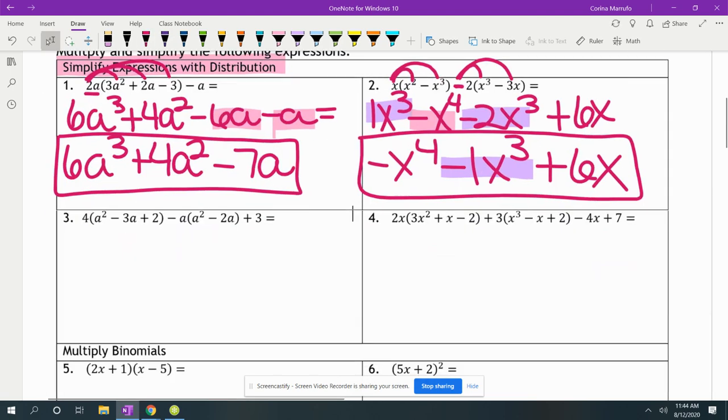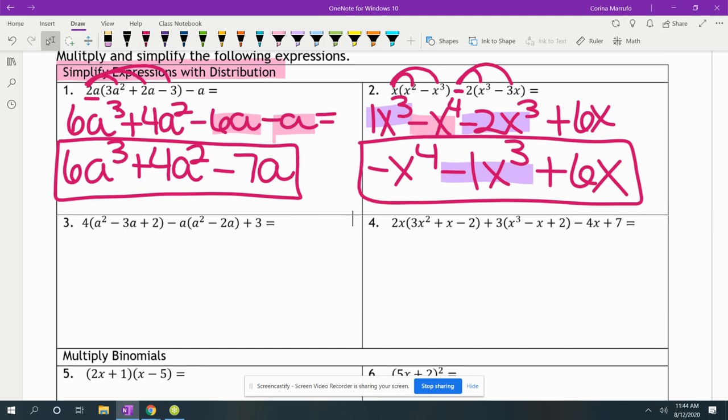Okay, the next one. So here we have 4, and then we have a squared minus 3a plus 2. So what we're going to do is we are going to distribute this one to each term. Okay, so 4 times a squared is 4a squared. 4 times negative 3a is negative 12a. 4 times 2 is 8. And then we move on to the next part.